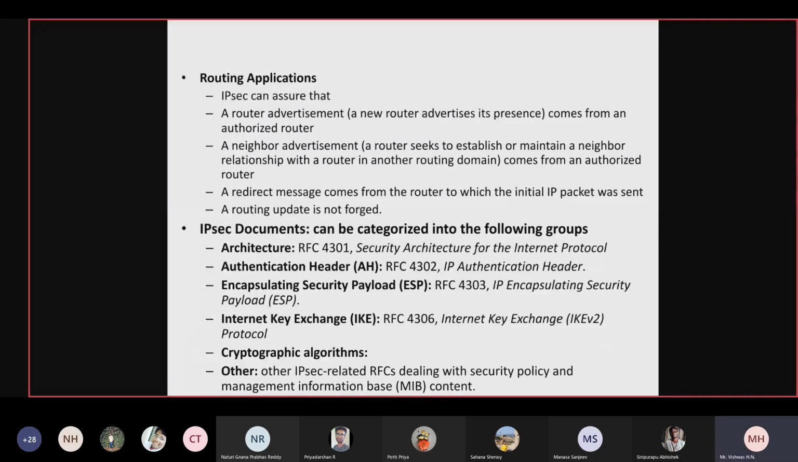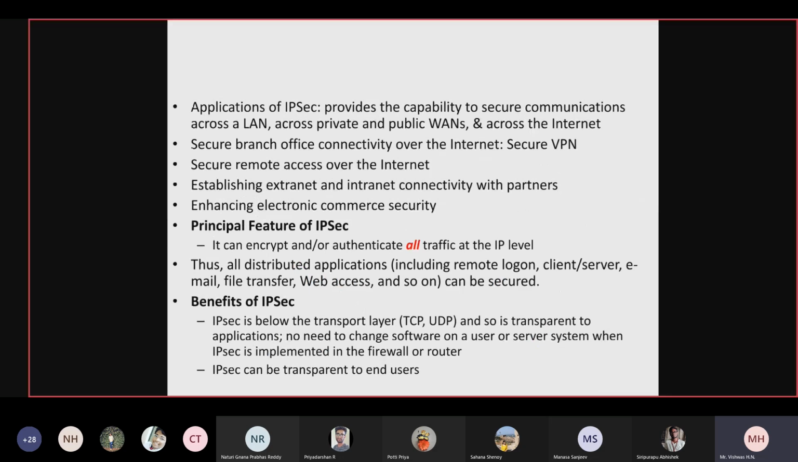So, students, the applications of IPsec, principal features of IPsec, benefits of IPsec, is it clear to you? Shall we go to the next topic where we'll jump into the protocols which run under IPsec? Do you have any questions? No, sir.